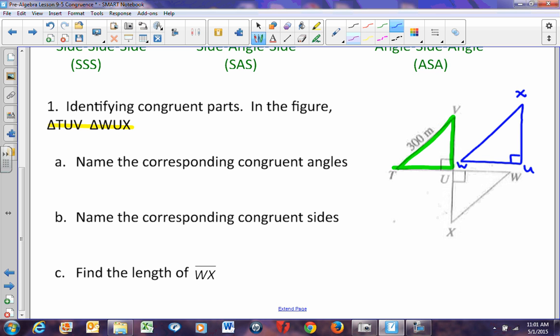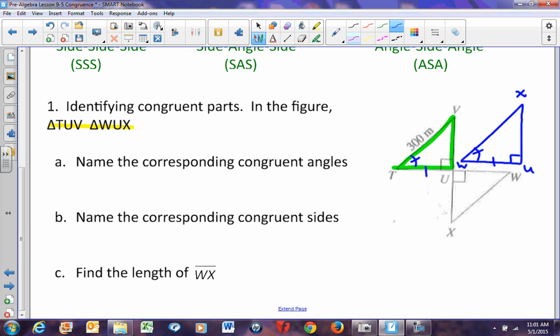I have T is congruent to W. TU is the side, congruent to W here. And then I have the angle U is congruent there, so I basically have them congruent by angle, side, angle. I've got them congruent because they say they're congruent. So let's name the corresponding congruent angles.